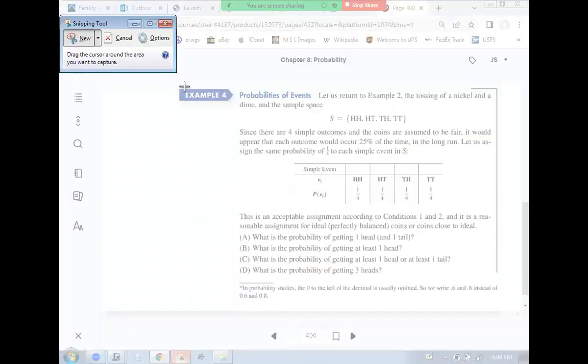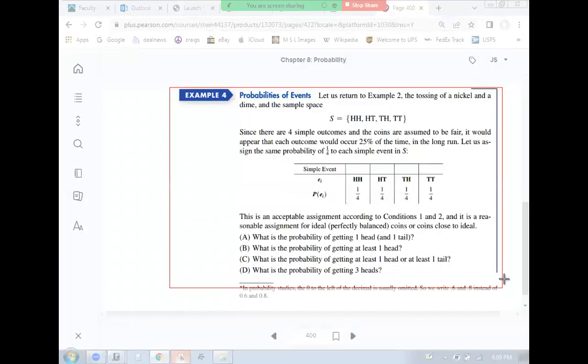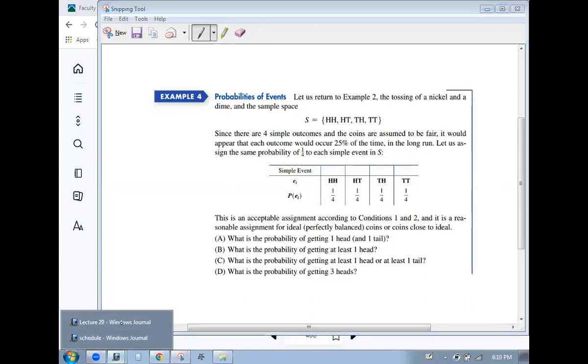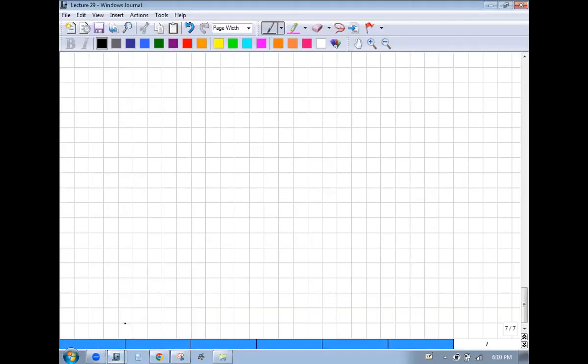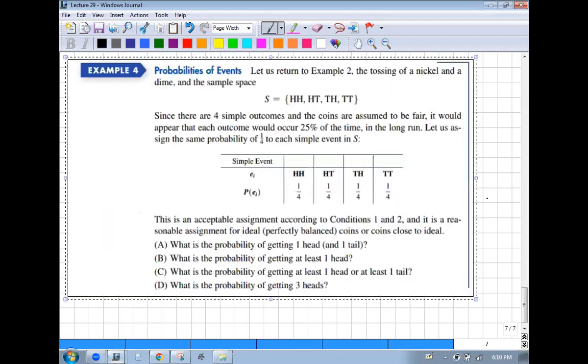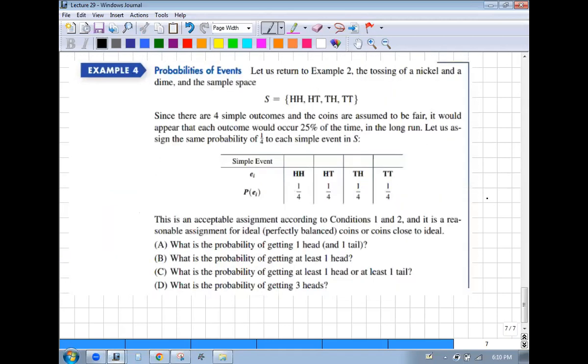So we want to think about things like, what's the probability of throwing heads on a second flip if you've already flipped heads on the first? Well, it's 50-50, right? Because what happens on the second flip has nothing to do with what happened on the first flip. But what's the probability of getting two heads in a row? That's a different question. So let's turn to example 2, the tossing of a nickel and a dime.